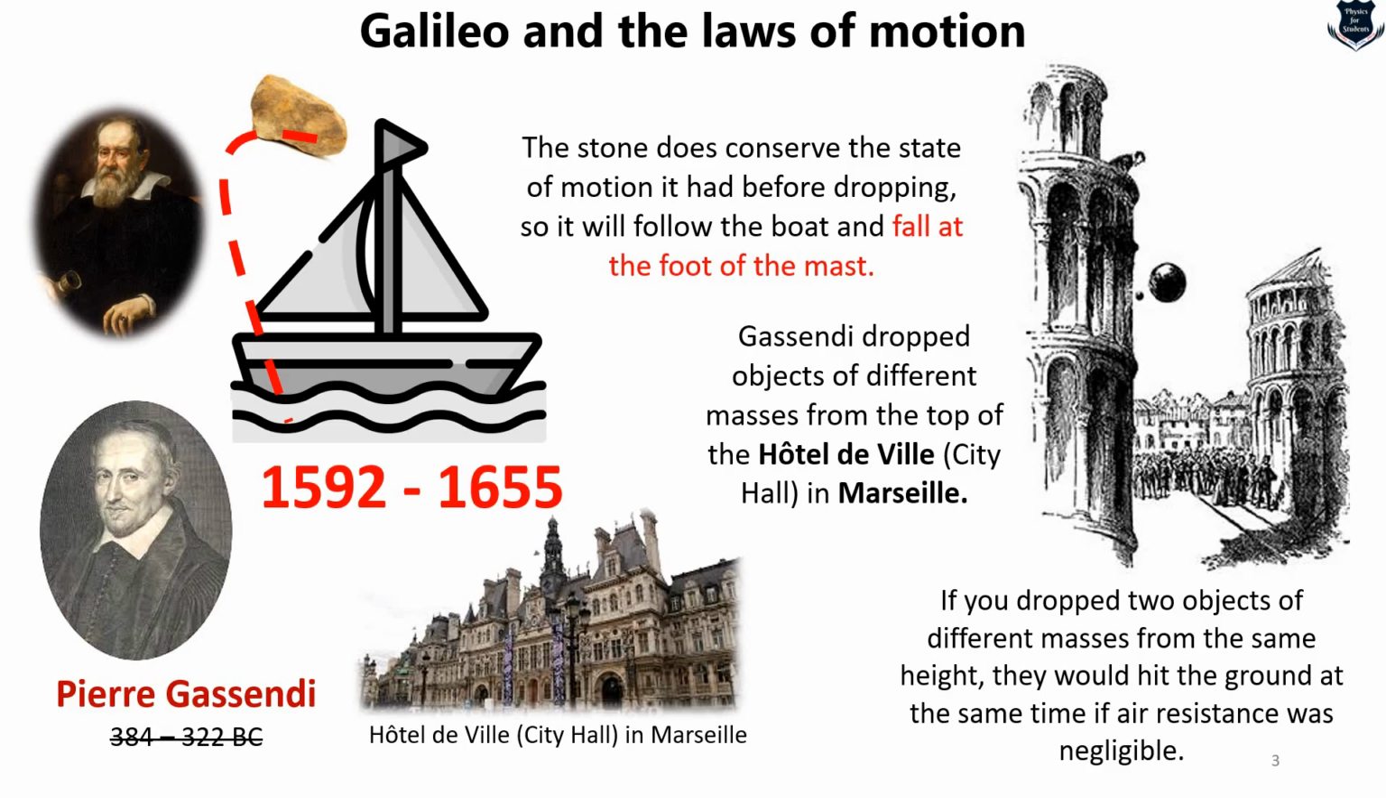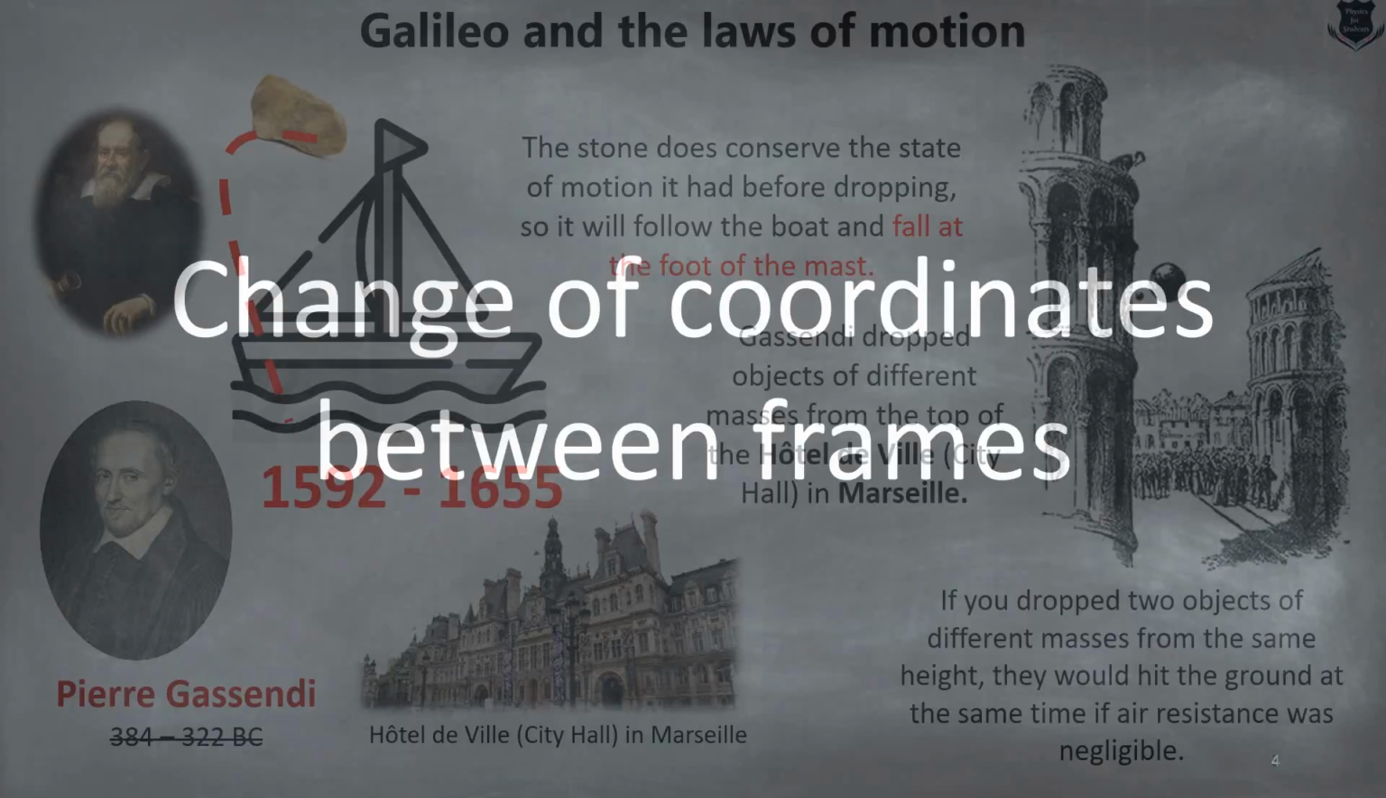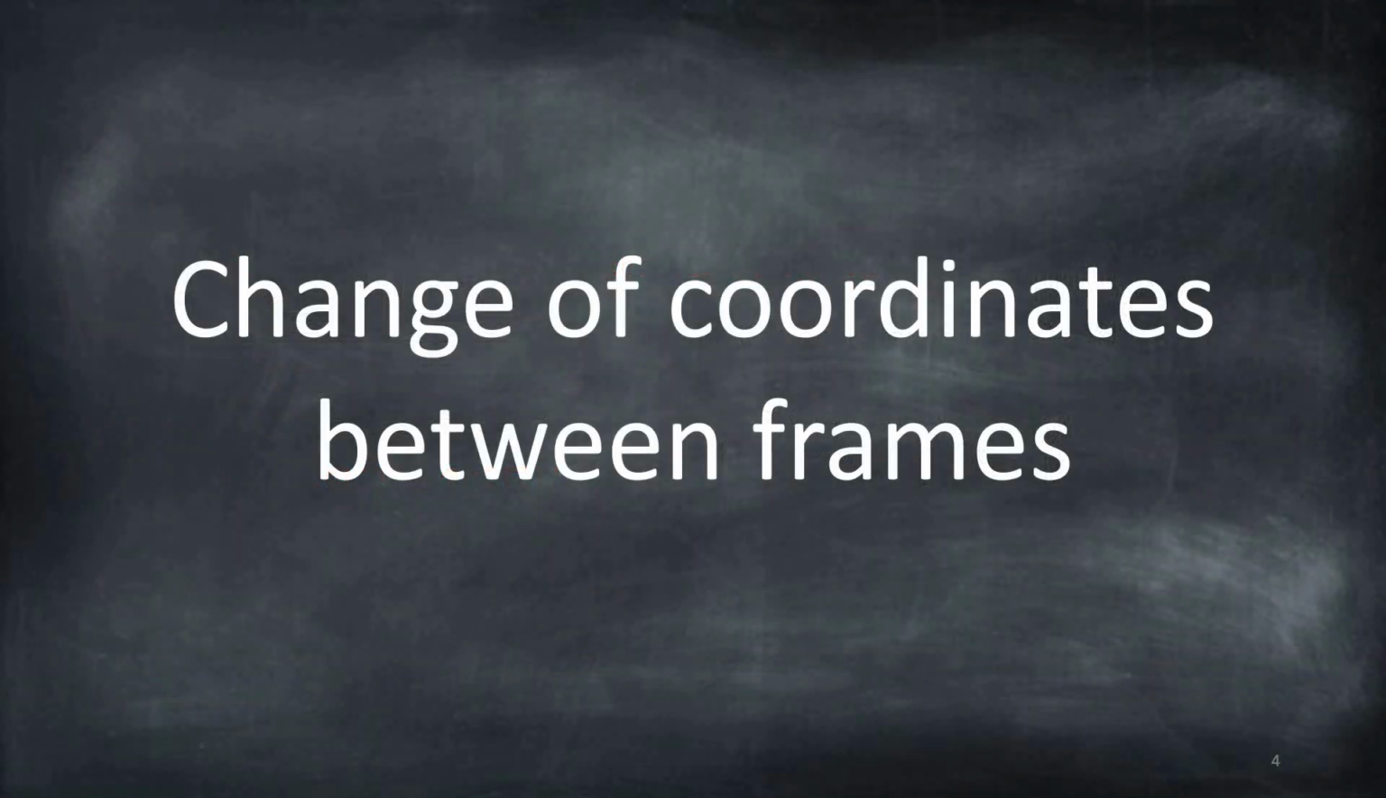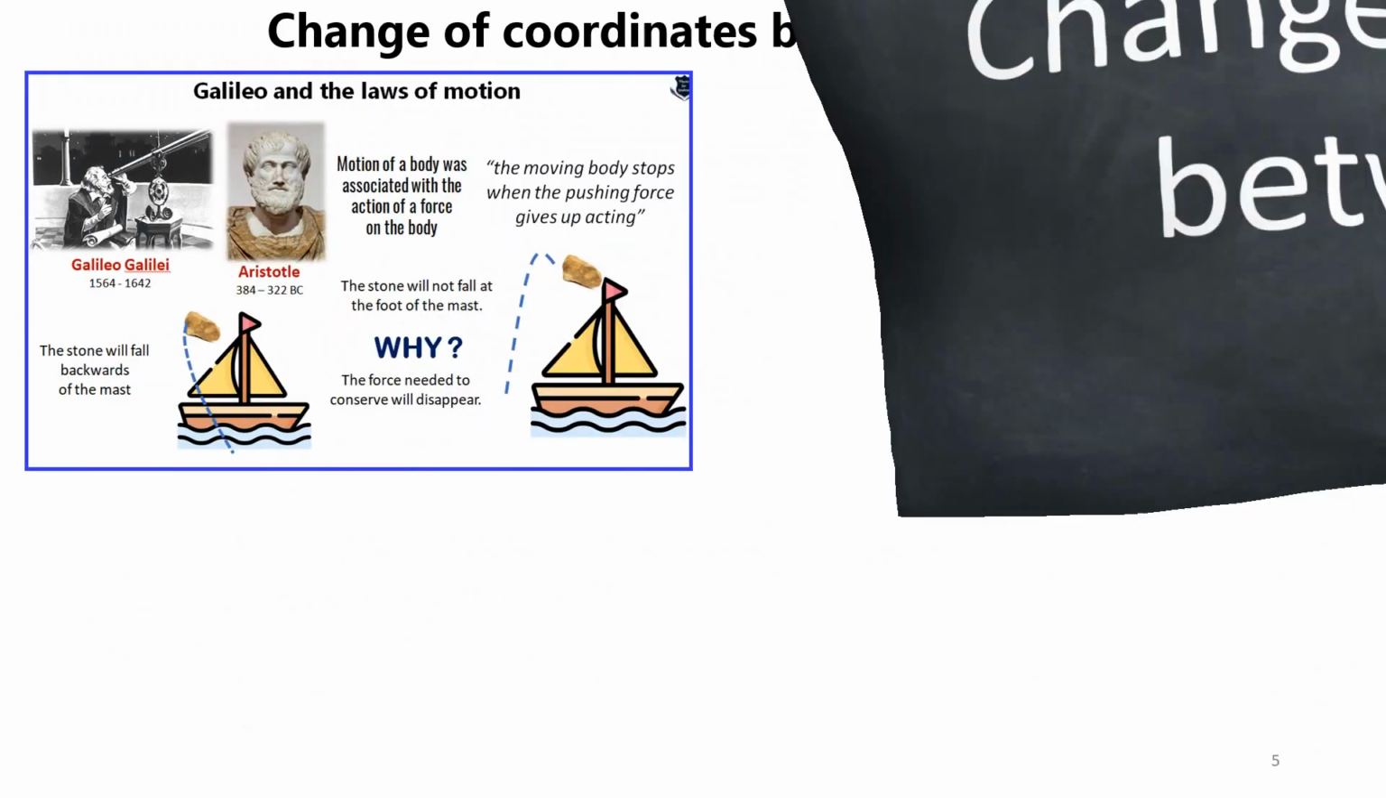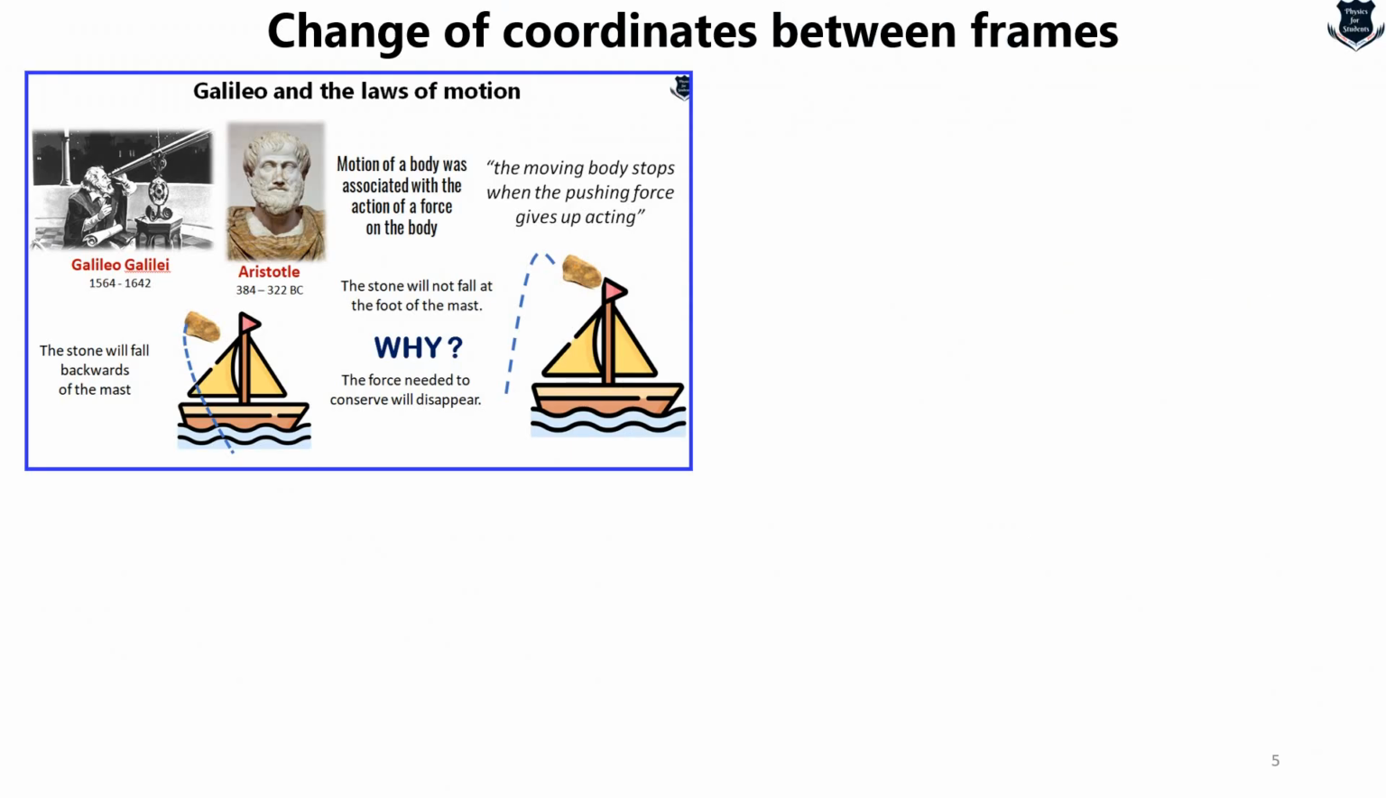So as far as the first video was concerned, we start today's lesson with what is called a change of coordinates between frames. I mean to say, frames of reference, and let us look at how the change of coordinates helps us better understand relativity. Now this is basically a screenshot of the earlier video where we were talking about Galileo and the laws of motion, how the stone falls, whether it falls backwards or forward.